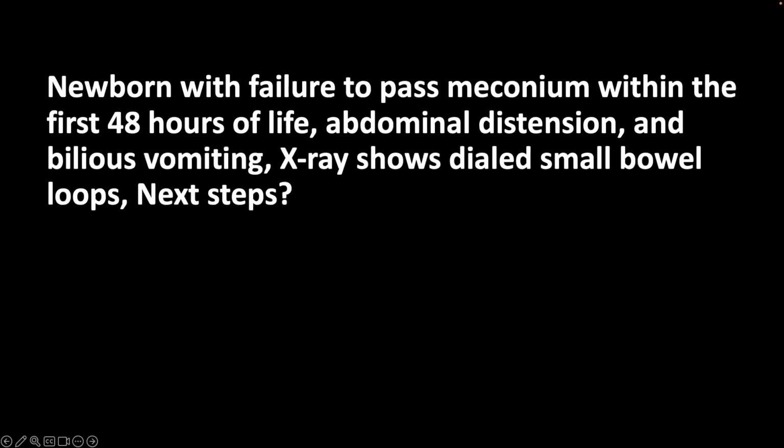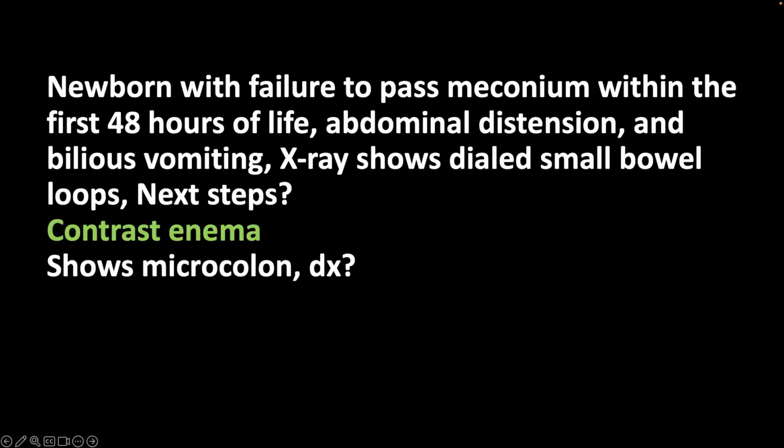Now we have a newborn with failure to pass meconium within the first 48 hours of life, abdominal distension, and bilious vomiting. X-rays show small, dilated bowel loops. What are the next steps? You're going to want to do a contrast enema. And this shows microcolon. What are we concerned for?